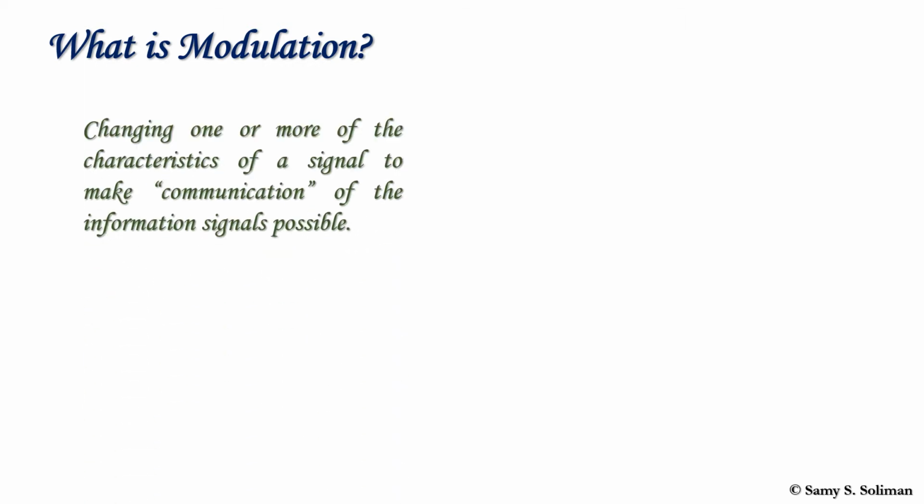So what is meant by modulation? Modulation is one of the basic processes that usually happen in communication systems. And the main definition of modulation is changing one or more of the characteristics of a signal, and we will know later which signal we mean here. And the purpose is to make communication of information signals possible, or we can consider that the purpose of modulation is to make the communication process easier.